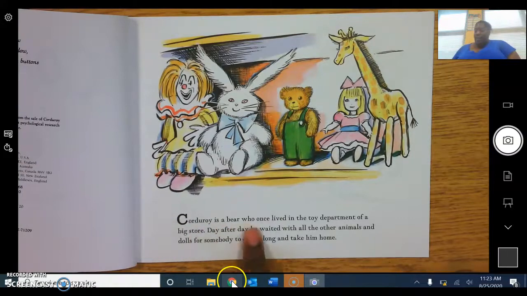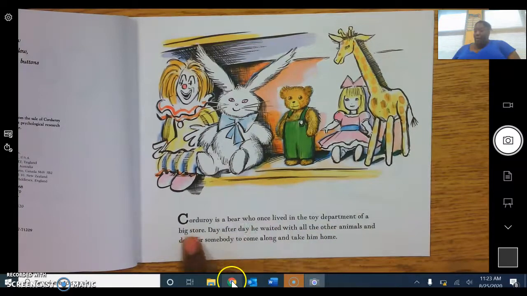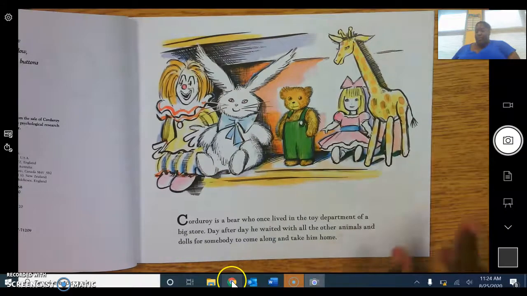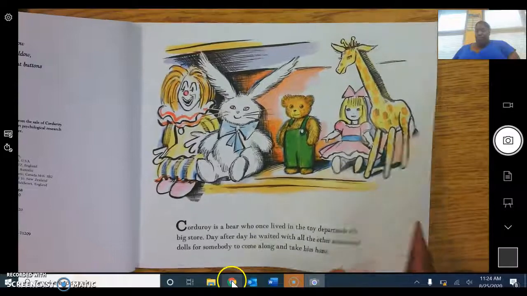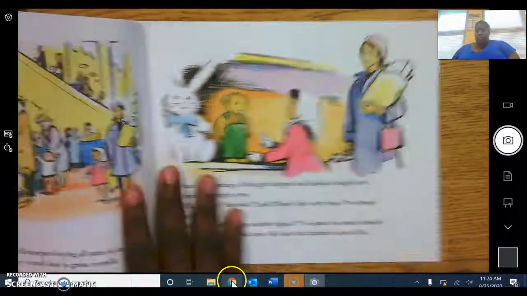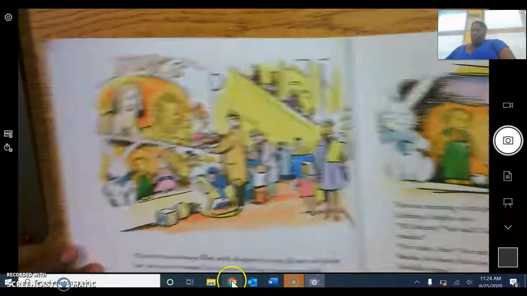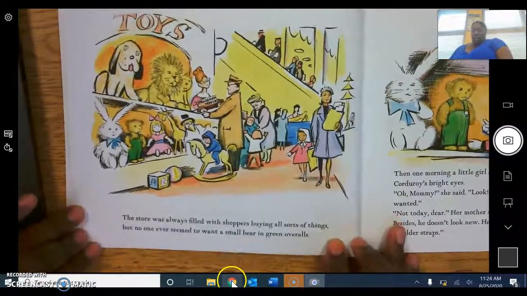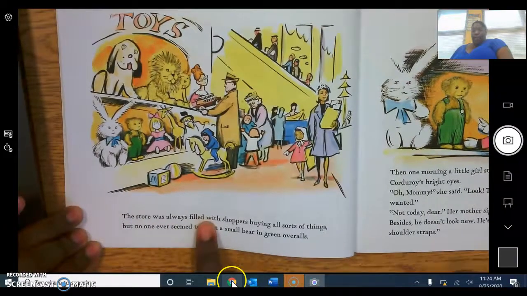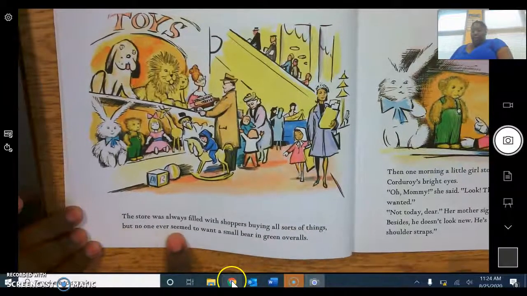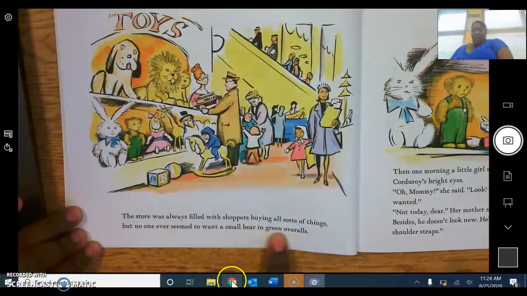Corduroy is a bear who once lived in the toy department of a big store. Day after day, he waited with all the other animals and dolls for somebody to come along and take him home. The store was always filled with shoppers buying all sorts of things, but no one ever seemed to want a small bear in green overalls.